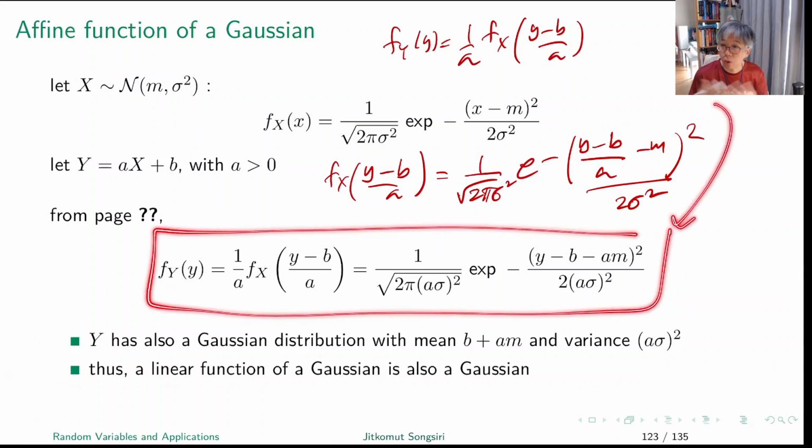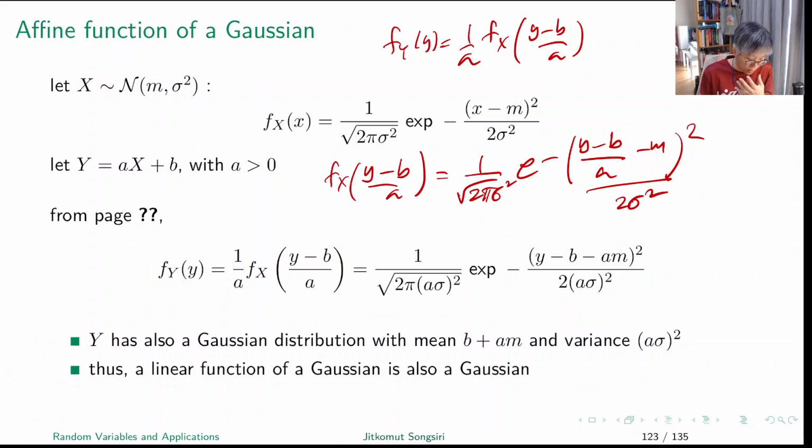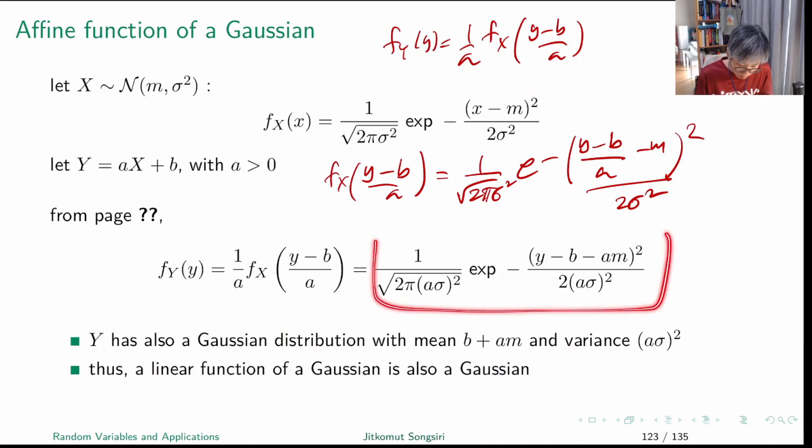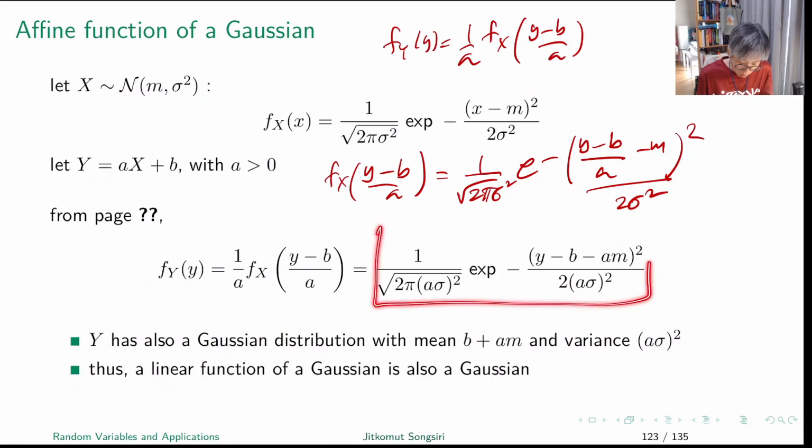Prior to deriving this, you don't know which distribution y has. You just know that y is an affine transformation. But after you arrive at the density of y, you take a look at the form and you see that this form of PDF is also a Gaussian. You can read the mean and the variance of the Gaussian from this term. I can read that the mean is shifted to b plus am, and that the variance is now (a sigma) the whole thing squared. Therefore, from this result, a linear function of a Gaussian is also a Gaussian.